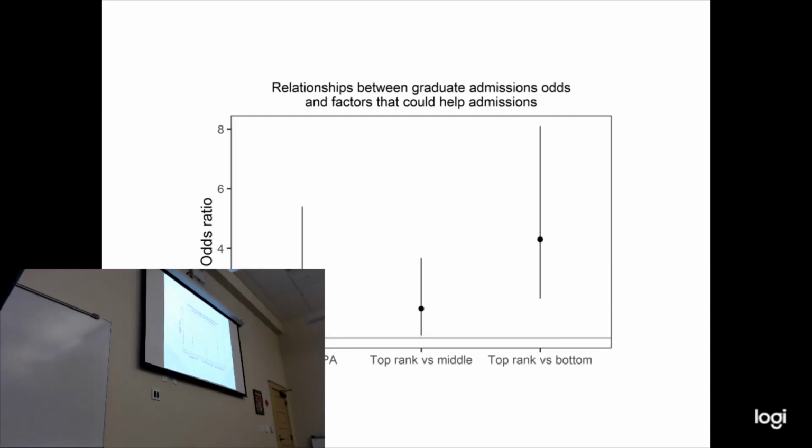GPA also helps you. But what this graph is sort of highlighting is a bunch of different comparisons of different things that could help you get into graduate school. And the first step that I took when thinking about this graph, of course, is trying to think about that question: among a bunch of things that could help you get into graduate school, what's the most predictive?